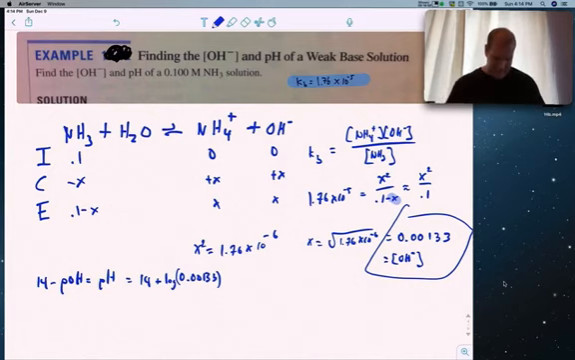And this is how many sig figs? 3. This is equal to 11.123. There. So there you have it.